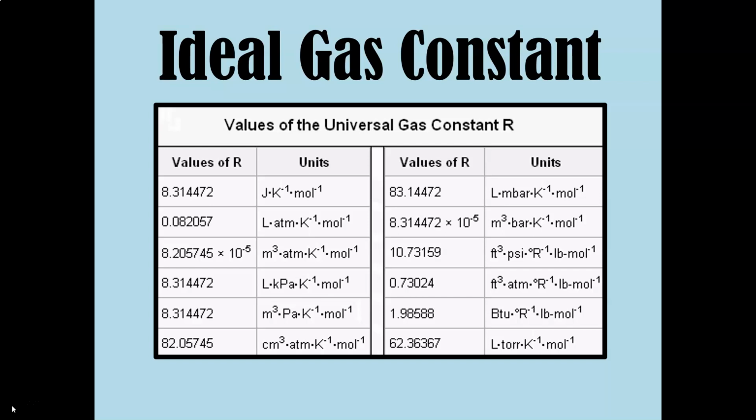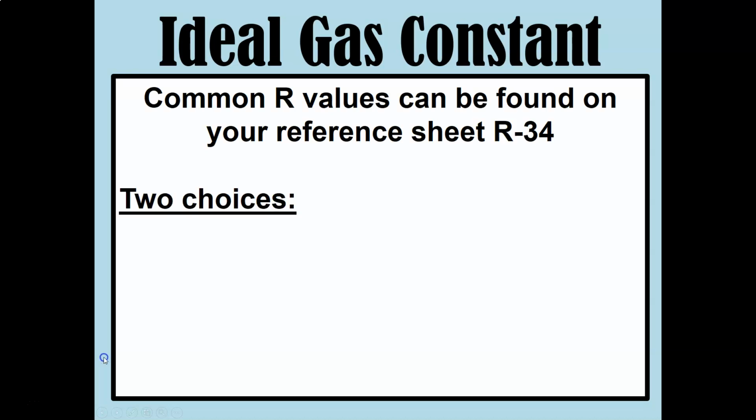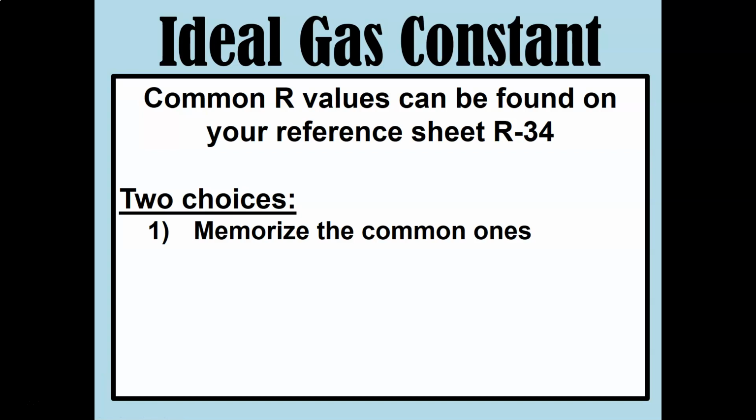8.314, 0.0821, 62.4. There's kind of 3 that we tend to use a lot. I highly suggest you memorize them. It's going to save you time. Okay, so my biggest suggestion is just memorize the 3 that we use a lot.